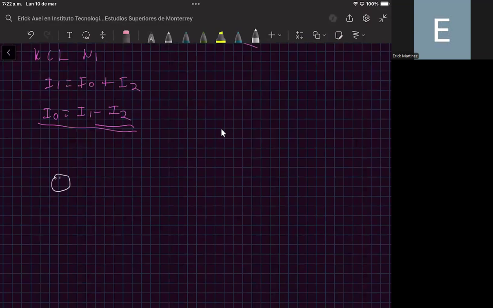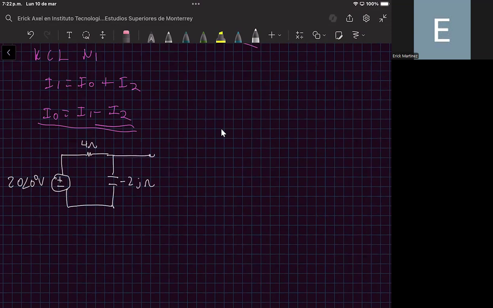And I will place here the 20 with an angle of 0 degrees voltage source. Here we have a 4 ohm resistor. Here we have the capacitor, and I have the impedance, that is minus 2J ohms.